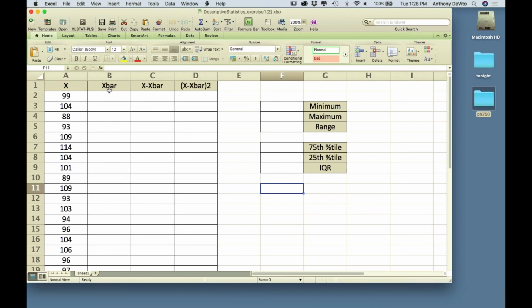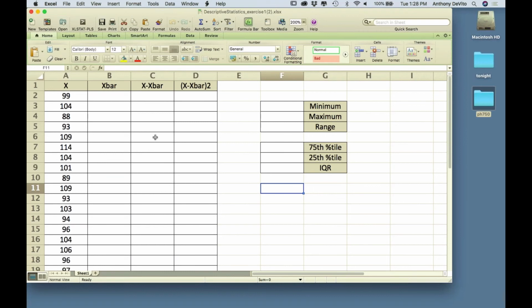I have it notated here as X bar because it's easier than putting an X with a bar on top, right? That's the average. I would take each individual value, subtract it from the mean, and that would give me this next column, X minus X bar. That's the difference between each value and the mean.